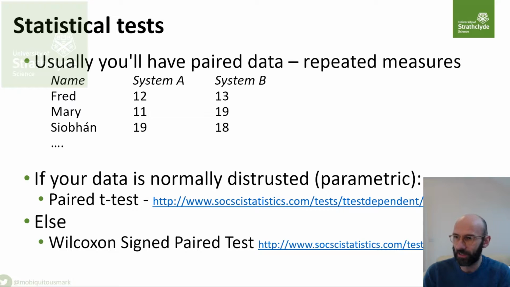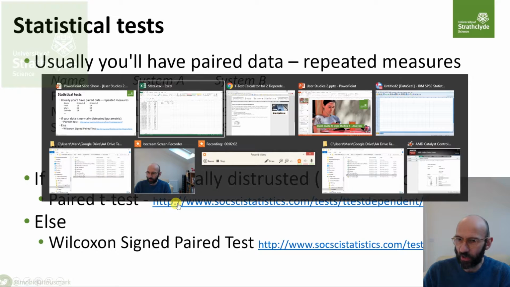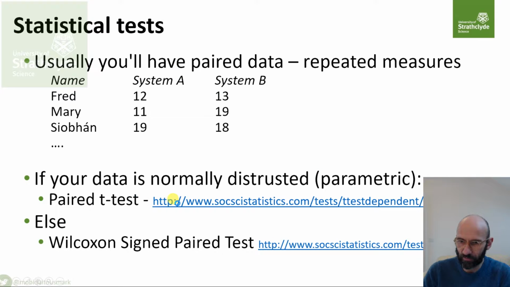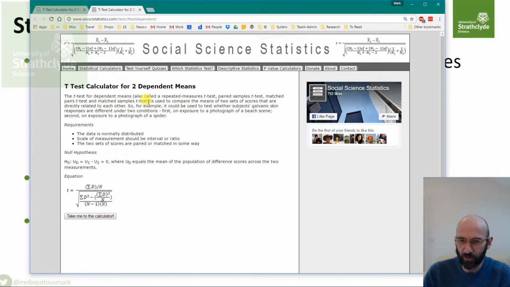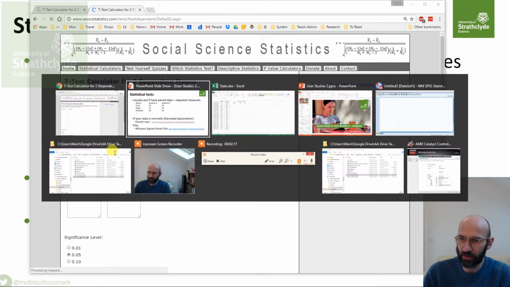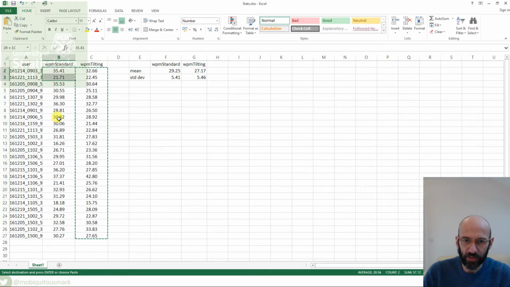So, statistical tests. You'll usually have paired data, as I have. This is sometimes called a repeated study design, repeated measures design, or paired test. If your data is normally distributed, you can use a paired t-test. There are different ways of doing paired t-tests. This online calculator is one way, and it's a really good way of doing it. It gives a little explanation of what's behind it, then takes you to the calculator. You paste in your two sets of data.